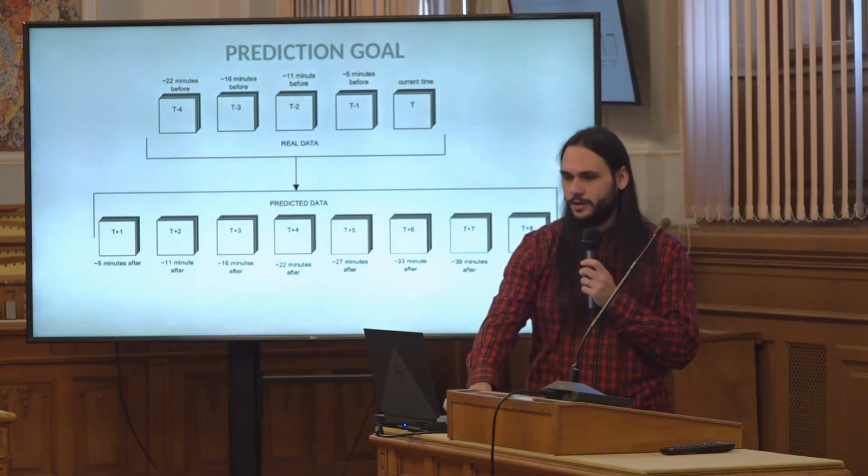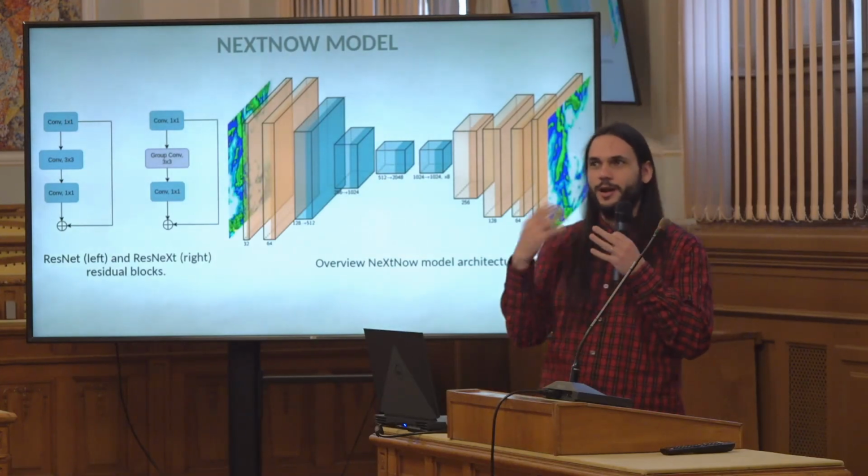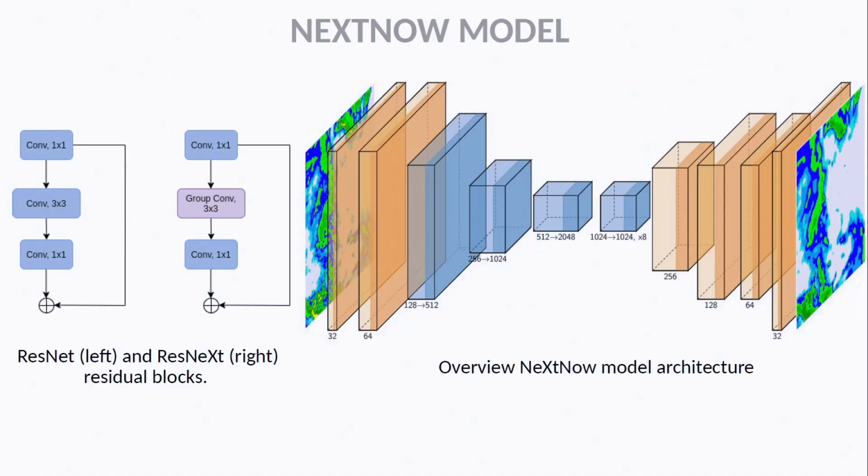All right, so now I will go a bit into how we created some of the models. One of them is this Next Now model that we created. It is based on the ResNet, which is a deep learning model that was one of the best models at the time. But yeah, it's from before these foundational models and all the other new advancements.